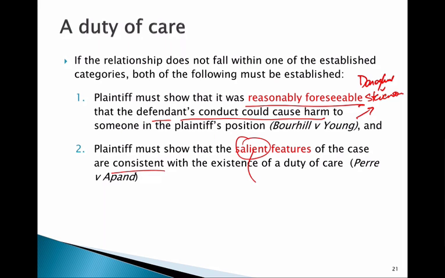So salient really just means the relevant features of the case. And what they're really saying here is that it's not only of this case, but of previous cases. So if we look at previous cases where someone has owed a duty of care, do the features of that case look like our current case? Okay, so do they look the same? Why don't we have a little bit more detail about this?